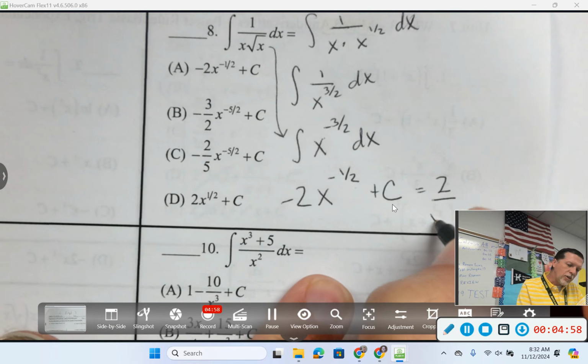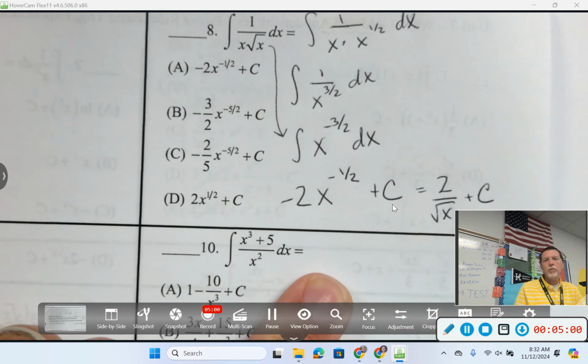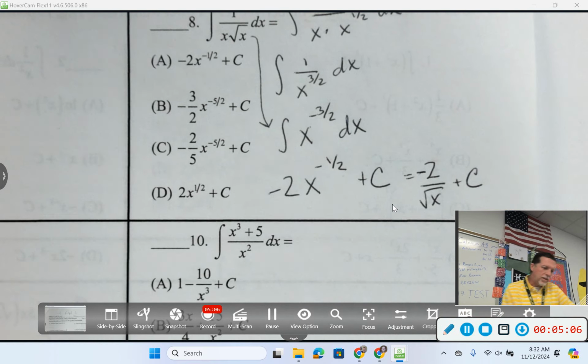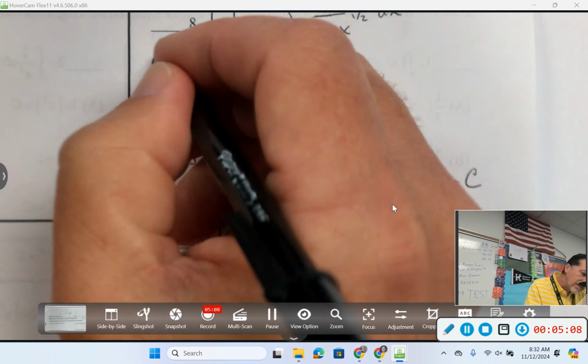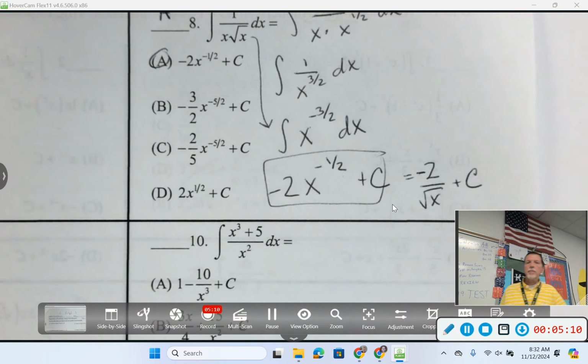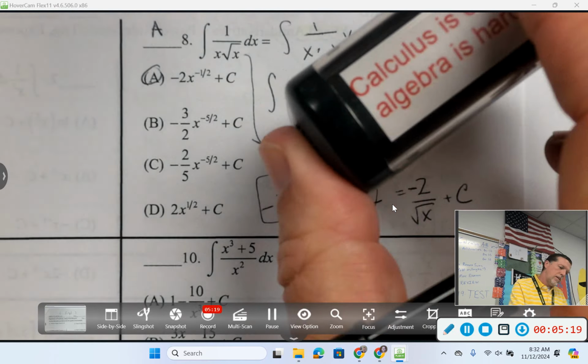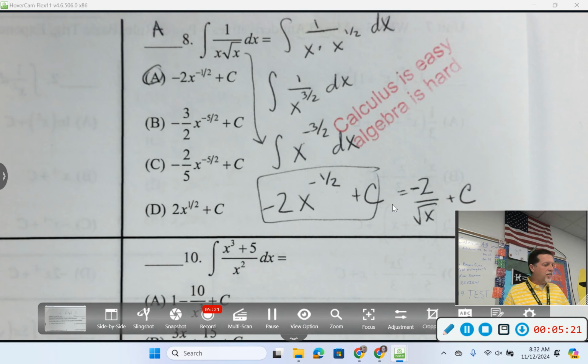Just be careful because they could switch that back to root form and make it, oops, it'd still be negative, 2 over square root of x. But they didn't do that. They left it like this. So answer choice A. So yeah, that was like 5 algebra steps and 1 calculus step. I fear I'm going to need to re-ink this stamp for the next test.